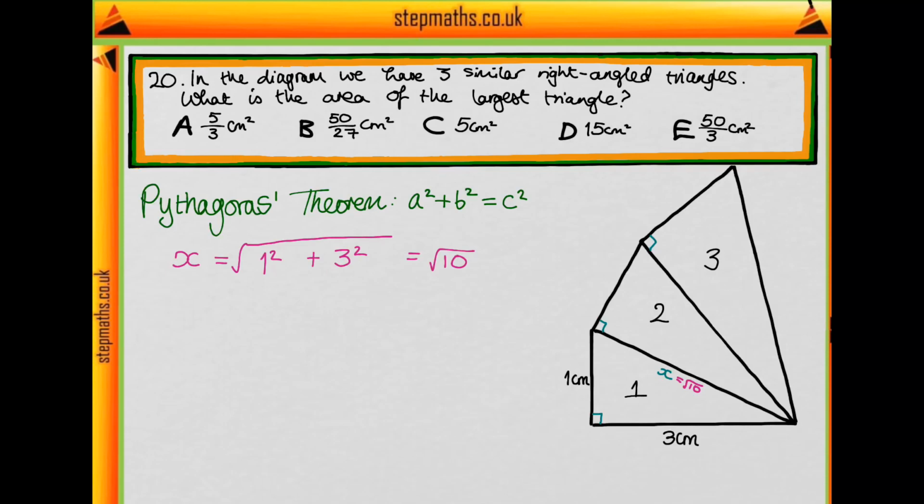And now what we're going to do is have a think about how we can get from triangle 1 to triangle 2. We're told that they're similar triangles, which means that 2 is just an enlargement in some way of triangle 1. So we can find a scale factor which gets us from triangle 1 to triangle 2.